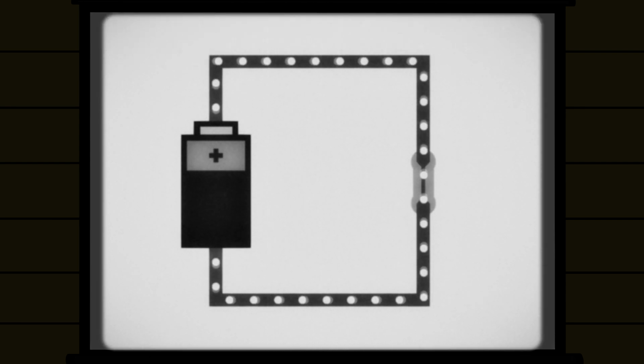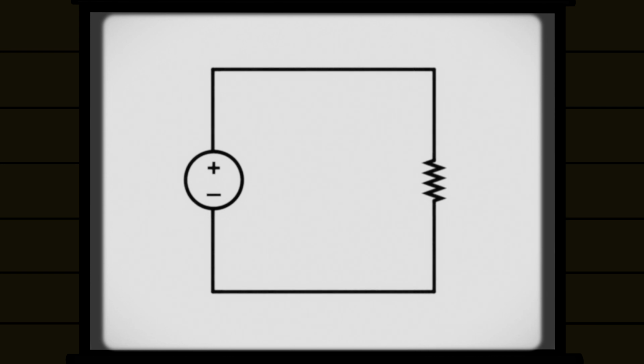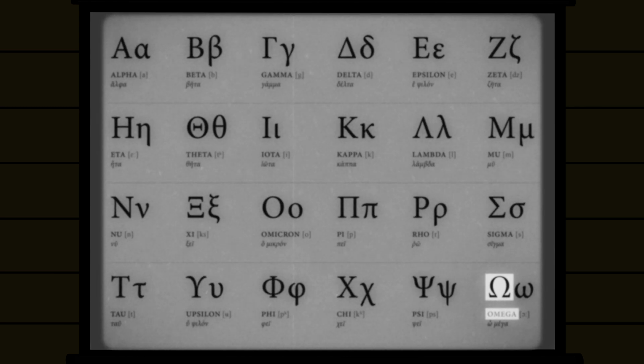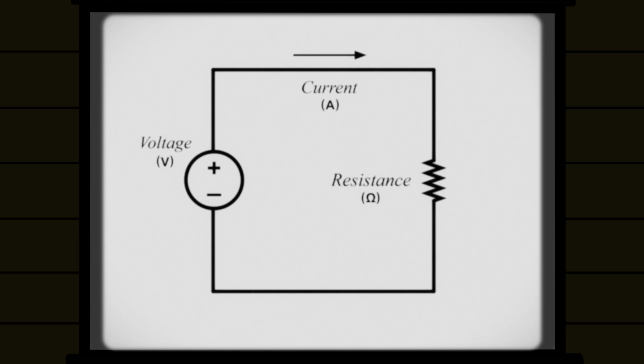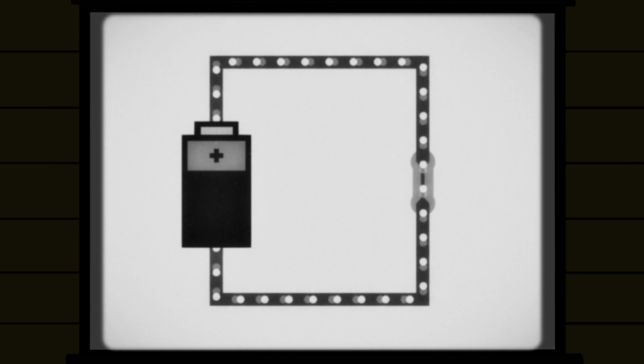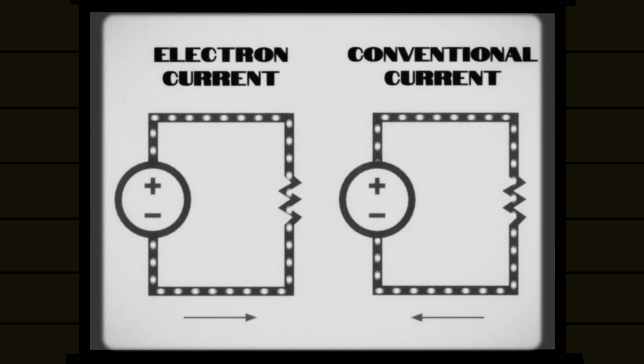However, a drawing like this is a little too detailed for designing schematics, so we can reduce each electrical component to simple abstract symbols. The voltage from the source is measured in volts, the current through the wire is measured in amperes, and the resistance is measured in ohms, which is represented by the uppercase Greek letter omega. In this schematic I just drew, you will notice that the current is moving in the opposite direction from the previous animation, and that's because the conventional current flows in the opposite direction of the electrons.